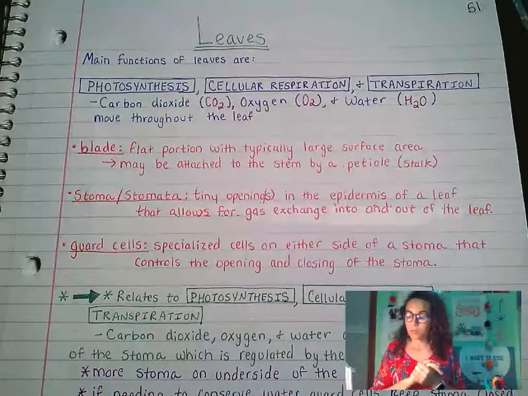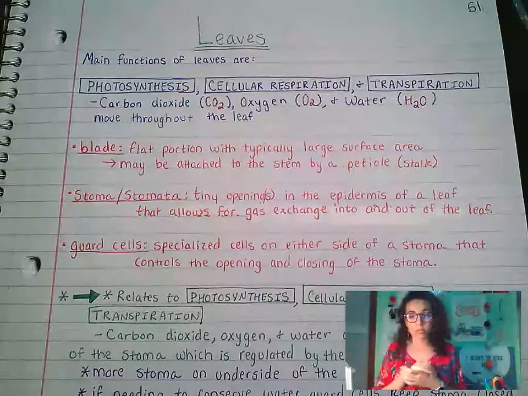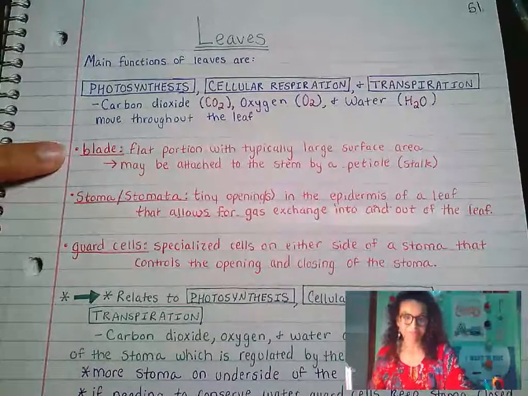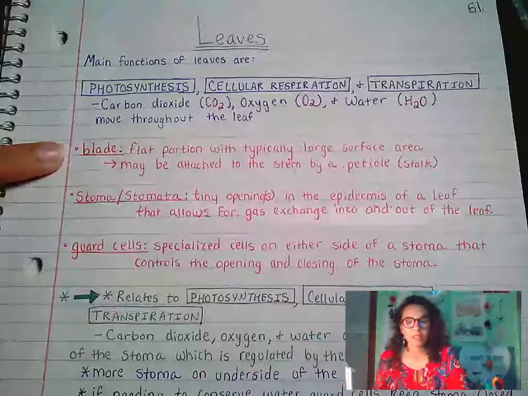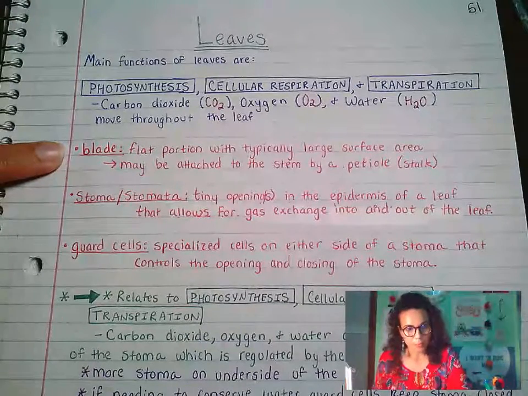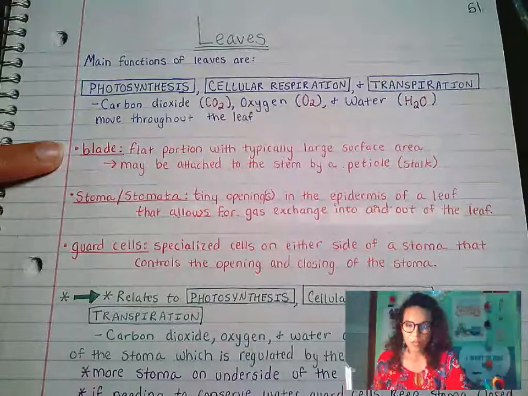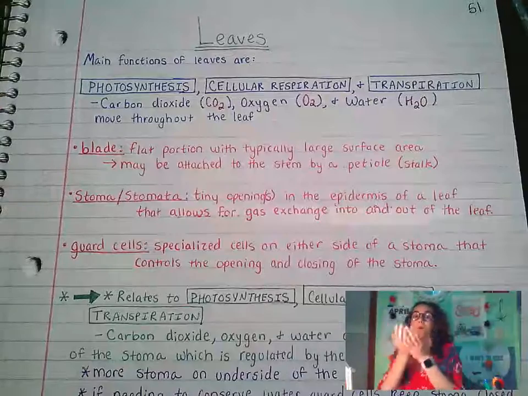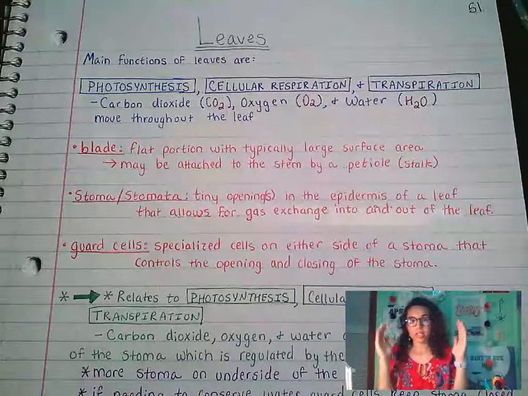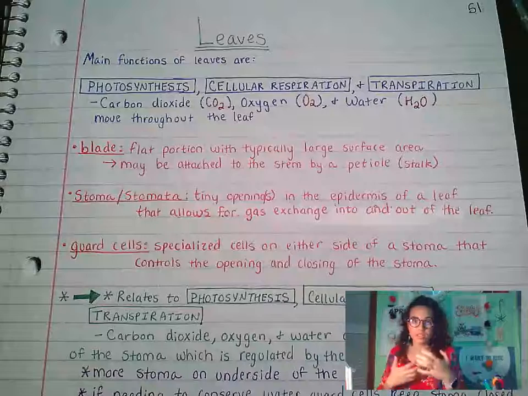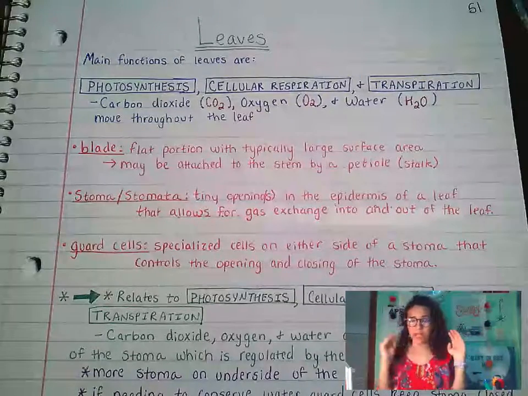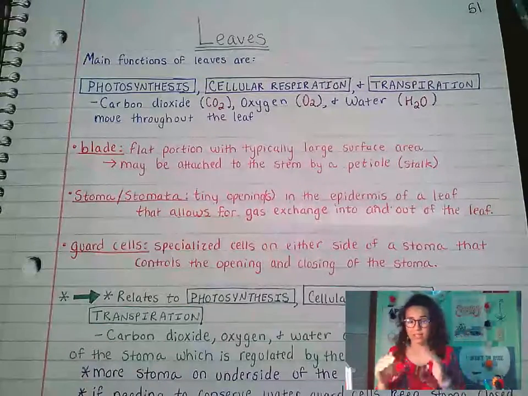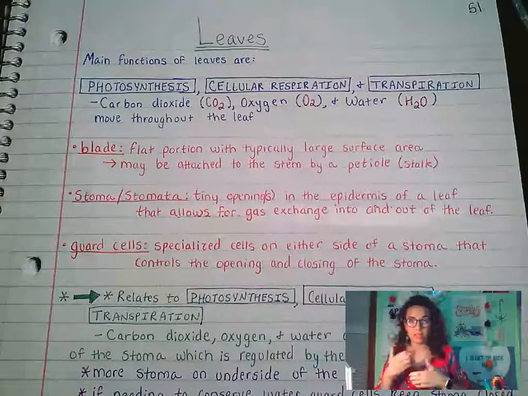Again, we're going to talk about three main structures of leaves now. The first one is going to be the blade. Typically when we think of a leaf, this is the most common form. It's a flat portion with typically large surface area. Think about it: the more surface area you have, the larger the area to take in sunlight, and the more photosynthesis. Remember we talked about how more carbon dioxide and more sunlight can all be things that speed up photosynthesis.